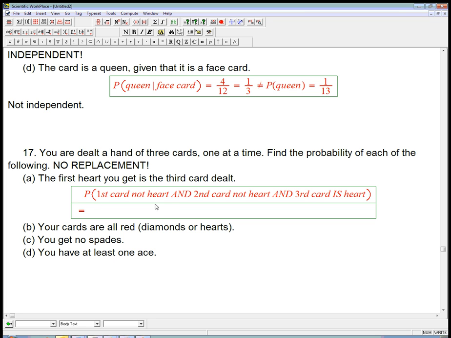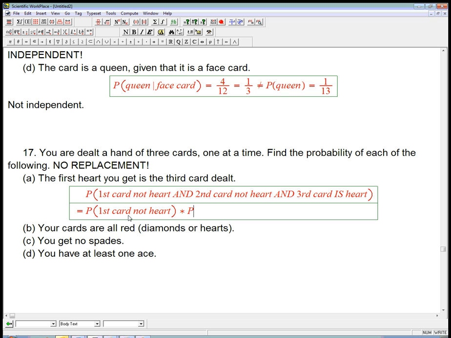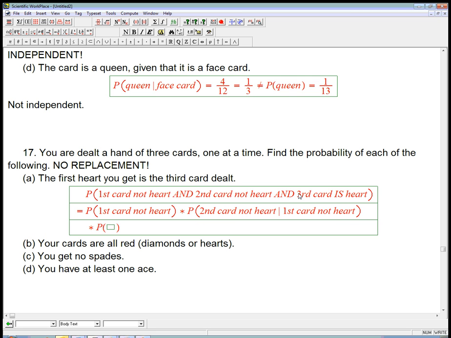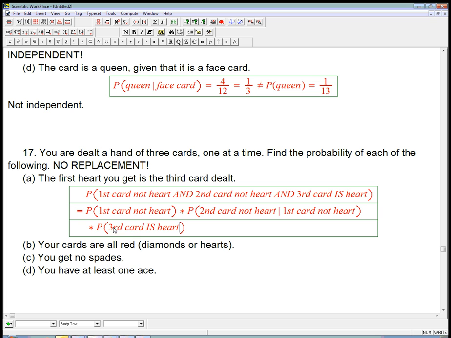Okay, so we can't use the simple multiplication rule, but we can use the general multiplication rule. We can say this is the probability that the first card is not a heart times the probability that the second card is not a heart, given that the first card is not a heart. And then times the probability that the third card is a heart, given this guy. Okay, wow, that seems kind of intricate, doesn't it?